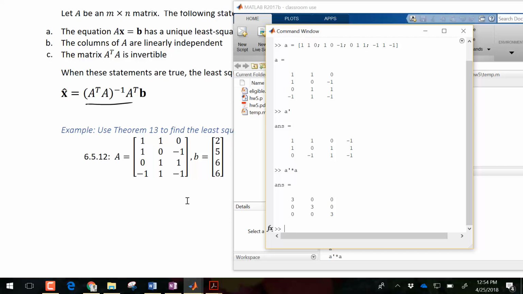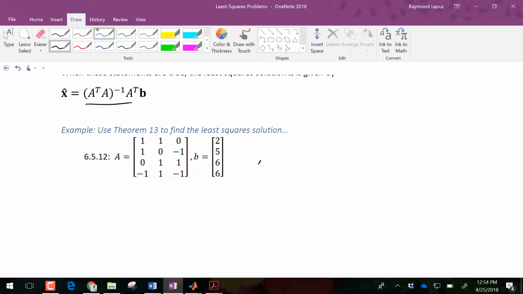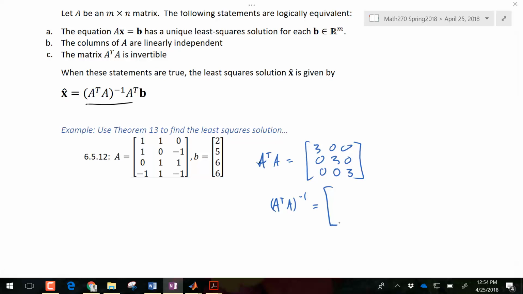Okay. We'll see. So it turns out that A transpose times A is 3. So if we figure out what the inverse of this is, what is the inverse of this? I don't know. I need to multiply this by something so that I get the identity.